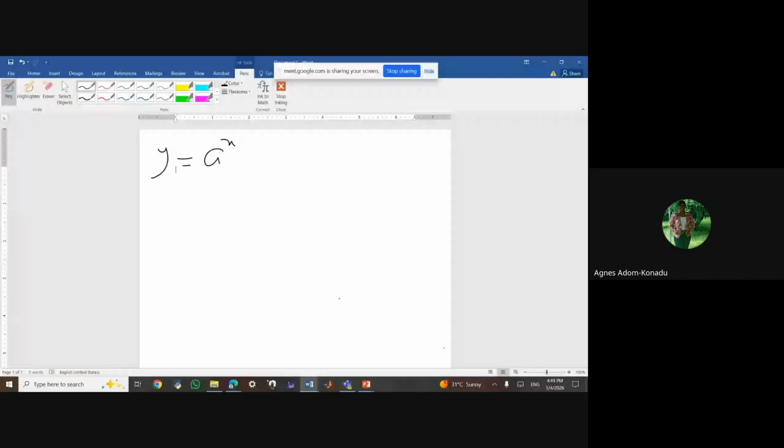So if you have something like this, you introduce ln. So I'll take ln on both sides. And one law of ln says that ln a to the power x is the same as bringing the x down, then I have ln a. So I have ln y is equal to x ln a.